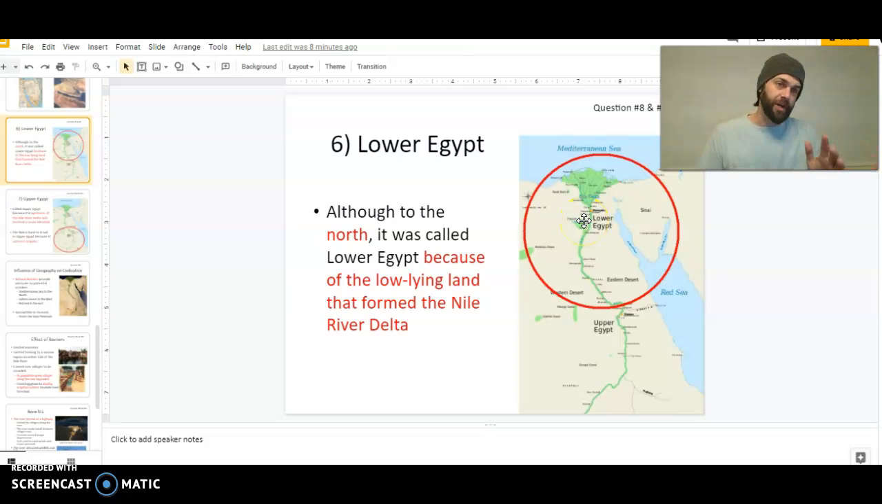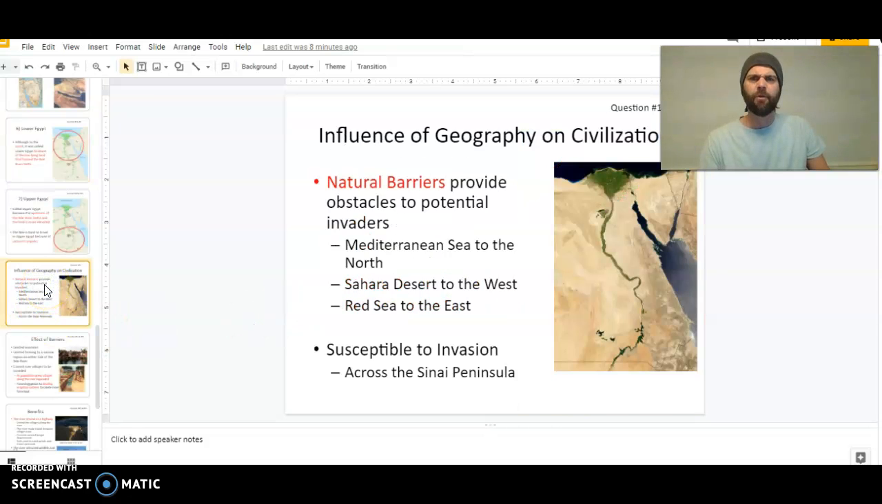Lower Egypt, this is what's weird, okay? Lower Egypt is on top and Upper Egypt is to the south. That's what's weird. Don't they look like they should be flipped? Although to the north it was called Lower Egypt because it was all low-lying lands. It was flat. It was great for growing crops, great for farmland. And it formed the delta.